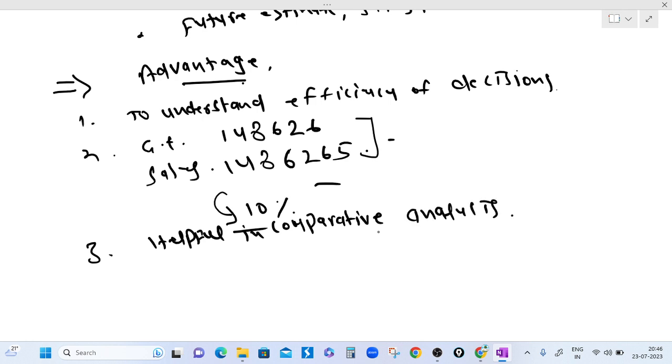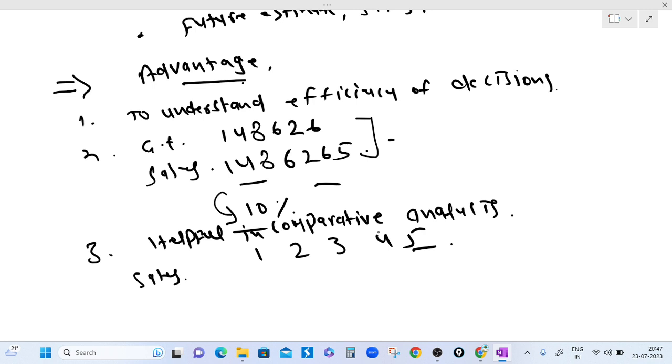How is it helpful in comparative analysis? Suppose a company wanted to analyze 5 years of data, years 1, 2, 3, 4, 5. If I put sales again in number format, 14 lakhs in the first year, 15 lakhs in the second year, 20 lakhs in the third year, it is a bit difficult for the management to analyze.